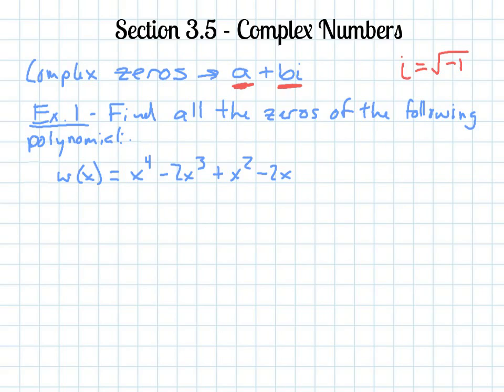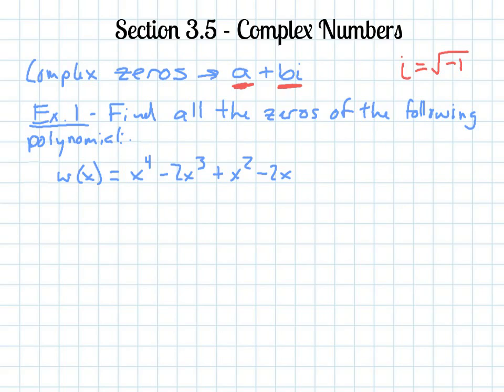Now remember, we've touched on this before, but in Descartes' rule of signs, there are always going to be two imaginaries in your solutions. If you have one, you have another. So that's something you have to keep in mind when we talk about complex zeros.